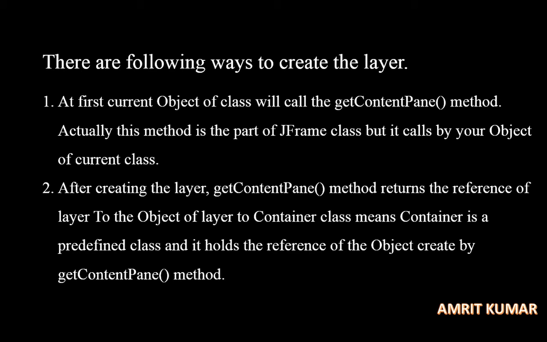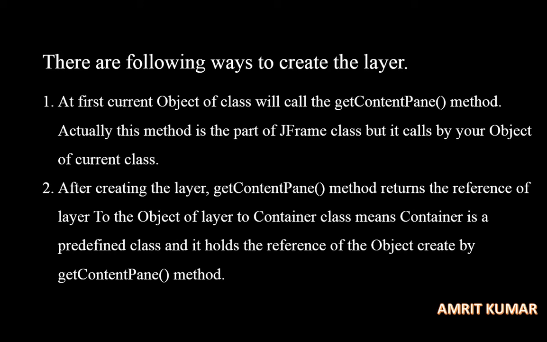There are the following ways to create the layer. The first step is to create the object of that class. At first, the current object of the class will call the getContentPane method, which is a method under the JFrame class. If you want to create this layer on the screen, you have to first create the current object of the class, which will call the getContentPane method. Actually this method is part of the JFrame class, but it is called by the object of your current class. Now what does it mean? It means that getContentPane is a method of the JFrame class, and I am creating an object which is calling the getContentPane method.